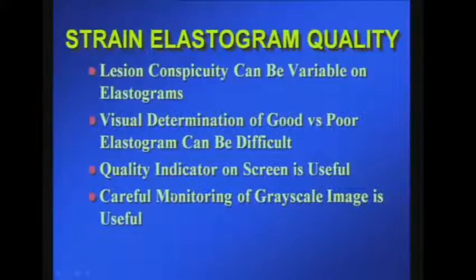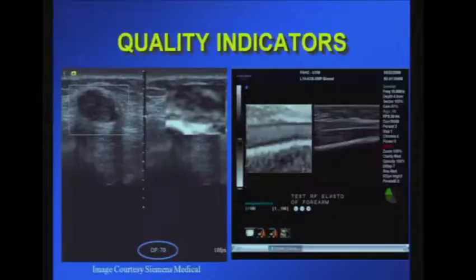And we found another method that's very useful is to carefully monitor the grayscale image. So here's an example of a couple of different quality monitors. This is on a Siemens system, and you can see it gives you a quality factor readout. And in fact, if the quality factor calculated by the machine is less than 70, it won't actually let you look at the image. It grays it out so that you can't interpret it.